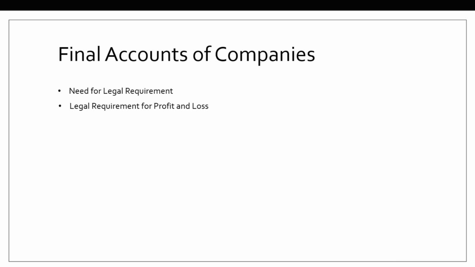Next is legal requirement for profit and loss. There are 4 groups of guidelines to prepare profit and loss account in Part 2 of Schedule 6 under Section 211 of Indian Companies Act 1956, and they are general, income, expenditure and other quantitative information.